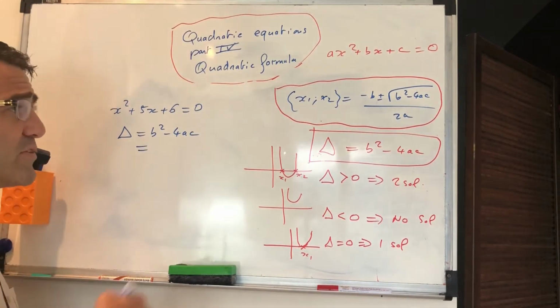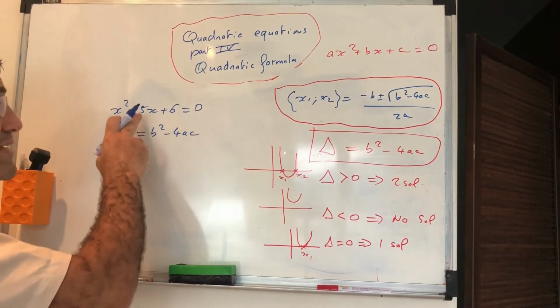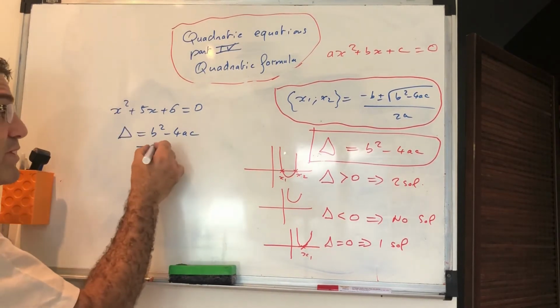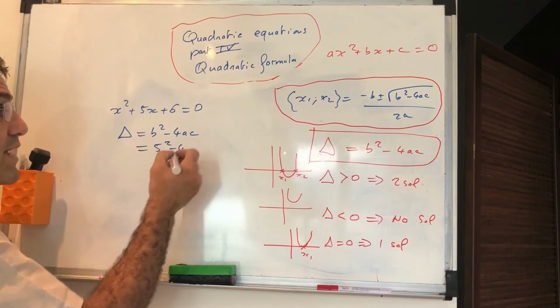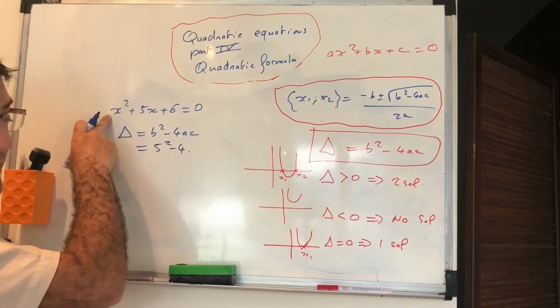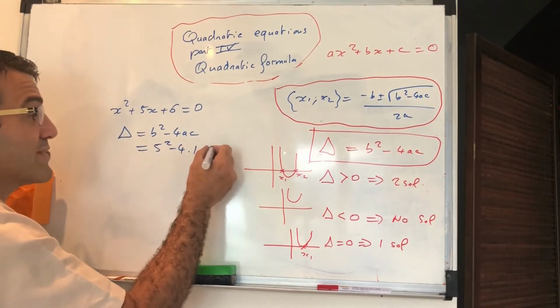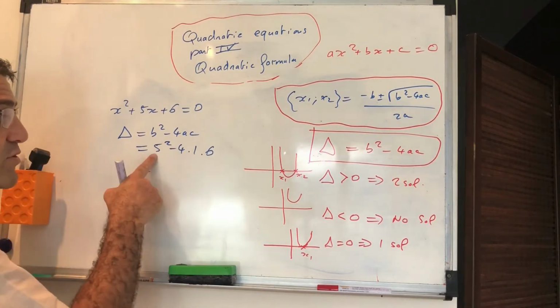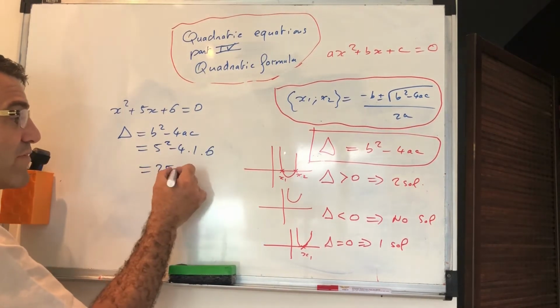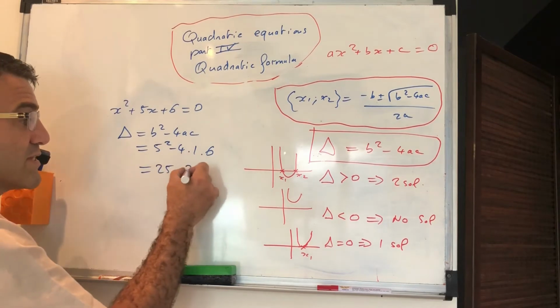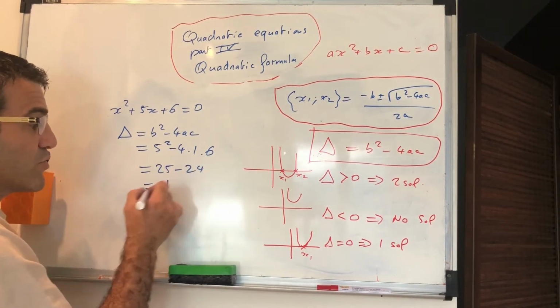So b squared minus 4ac in this case is going to be 5 squared, so that's your b value, minus 4 times, and then the a value is 1, there's 1x squared, it's not 0. 4 times 1 times 6, so 5 squared, 25, minus 4 times 1 times 6 is 24. So delta is equal to 1.